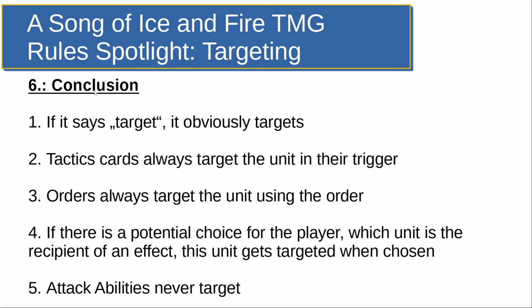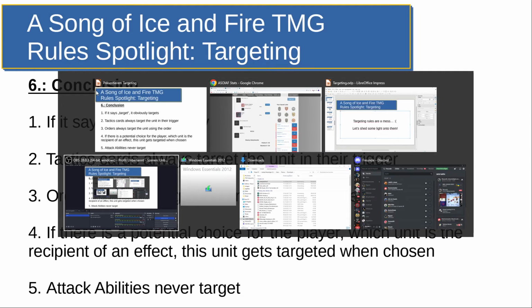So let's conclude this here. It's basically these 5 points which you can use finding out is something targeting or not. First point, if it says target, it obviously targets. Easy. Tactics cards always target the unit in their trigger. Easy. Orders always target the unit using the order. Easy as well. So this one is a bit more complicated. If there is a potential choice for the player, which unit is the recipient of an effect, this unit gets targeted when chosen.